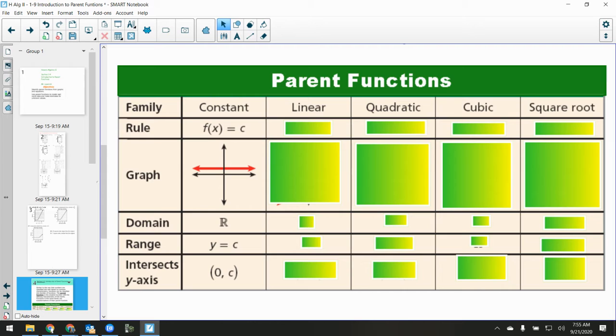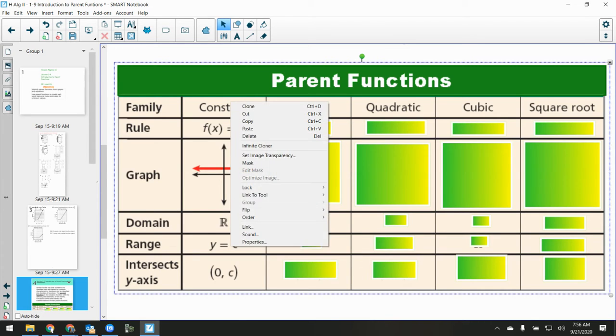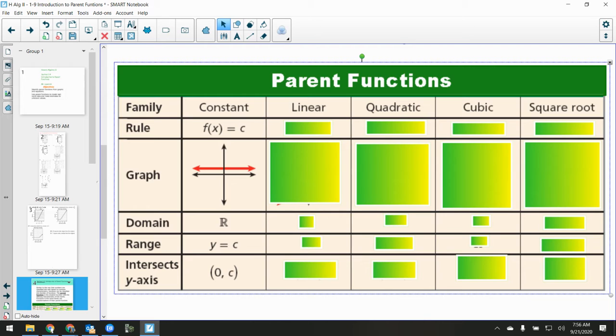The range is dependent upon the c value. Okay, because obviously, if this is a horizontal line, say, I don't know, at 1, then the only possible y values I could get are just 1, right? 3, 1, 4, 1, negative 5, 1, negative 6, 1, 0, 1. The y value is always stuck at 1. So that means the range is always 1, which includes also the y-intercept. The y-intercept is 0, that number. So in this case, it's 0, c, or 0, 1 in that example that I was talking about.